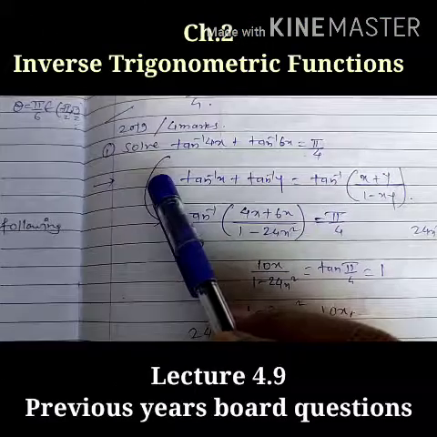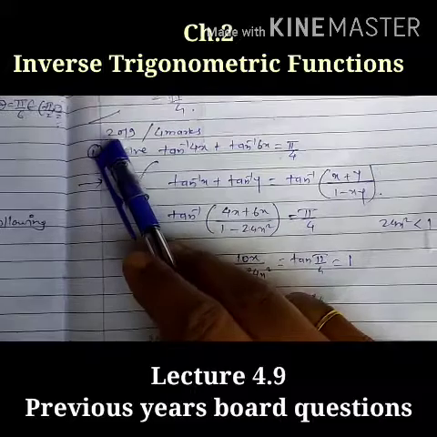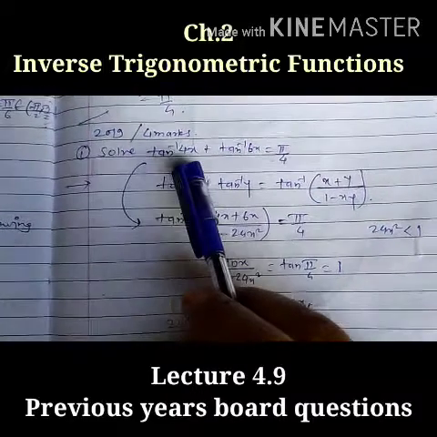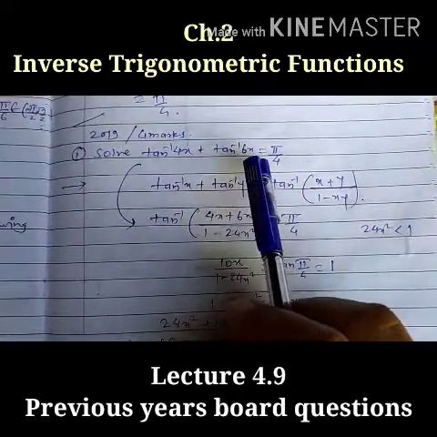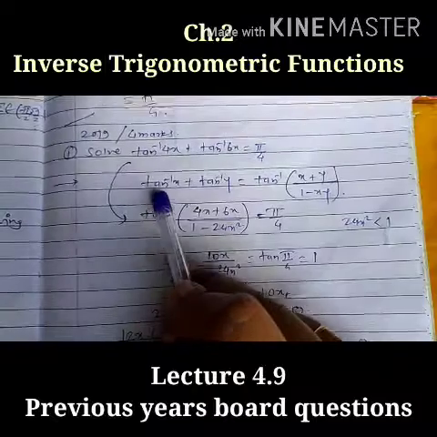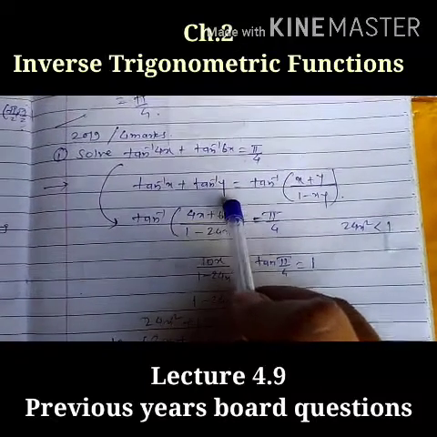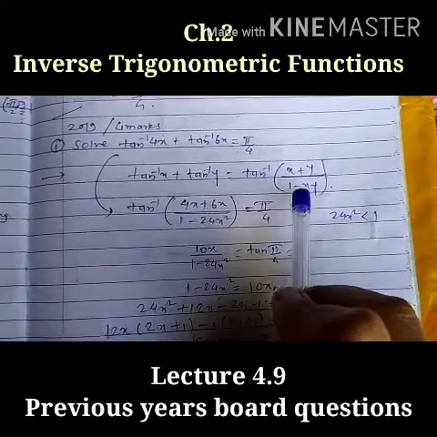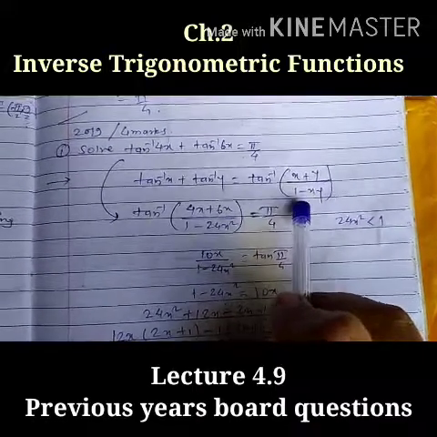Now we'll see one solved example which was asked in the year 2019 for 4 marks. Solve tan inverse of 4x plus tan inverse of 6x equals pi by 4. As we know, tan inverse of x plus tan inverse of y is equal to tan inverse of (x plus y) upon (1 minus xy), where x into y is less than 1.